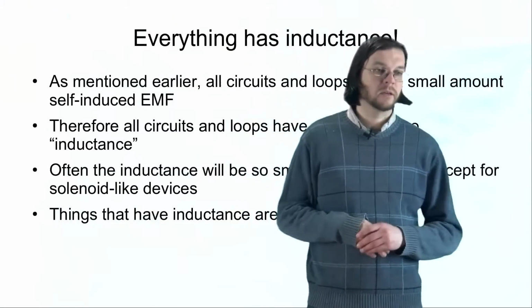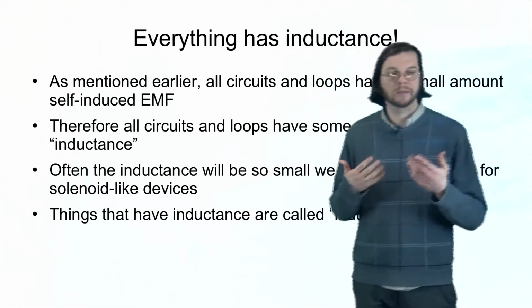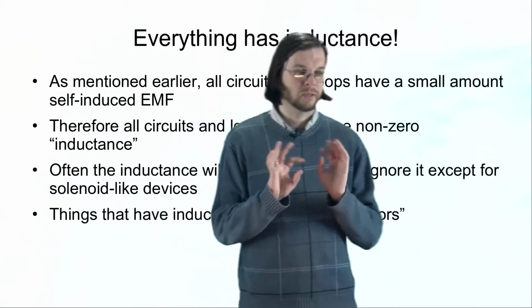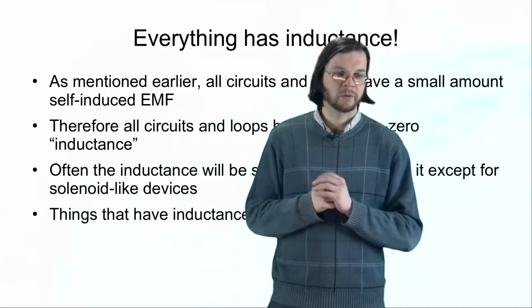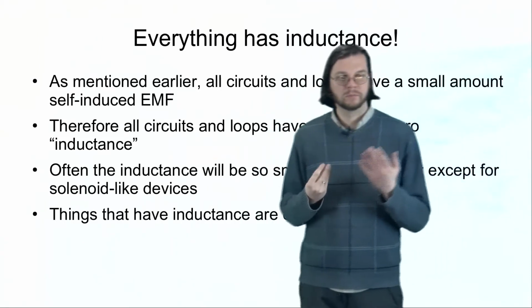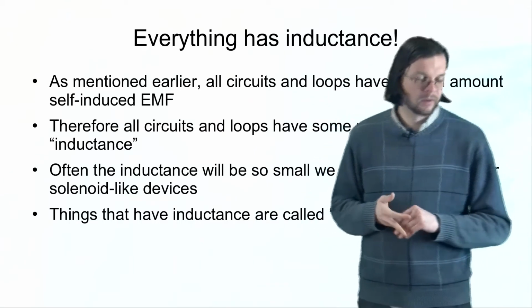So everything has an inductance. Solenoids are examples, but there are other solenoid-like things. I think a lecture or two back we talked about toroids, which are like a donut with wires wrapped around it. So solenoids are not the only example. I think they're the simplest example, though, so we're going to talk about that.